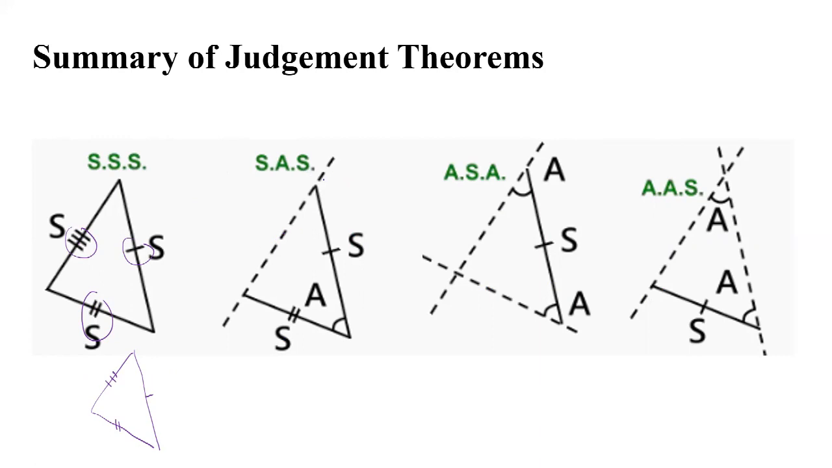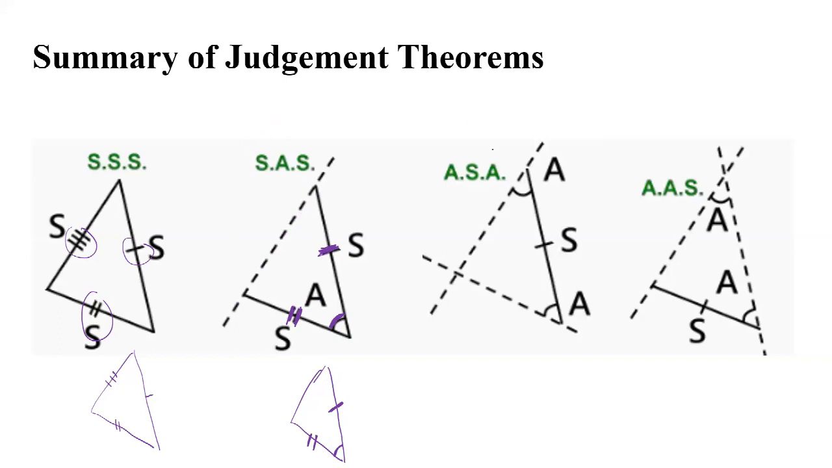Okay, the second judgment theorem states that if two sides and the angle between them in one triangle are congruent to the corresponding parts in another triangle, then the triangles are congruent, right? So for example, if I have another triangle here, this angle equals this angle here, and this side equals this side here, then this side equals this side here. By using the second judgment theorem, which is SAS, we can say the triangle on top is congruent to the triangle on bottom, right? You follow me? Okay, so this is called SAS.